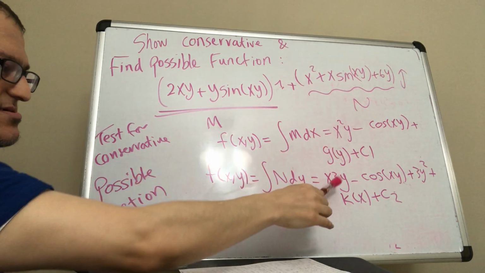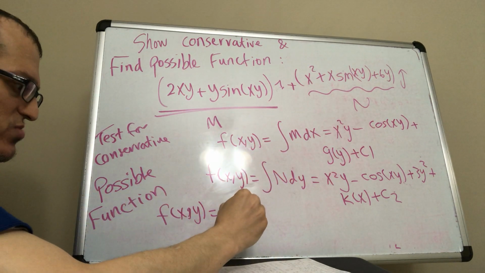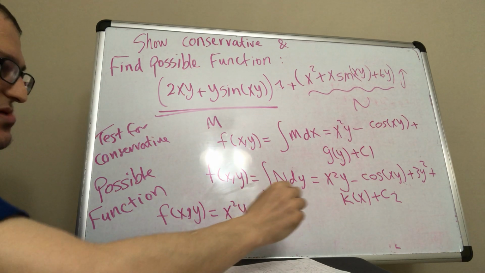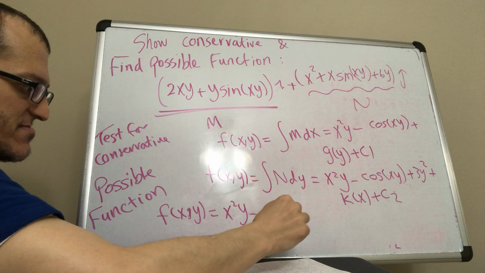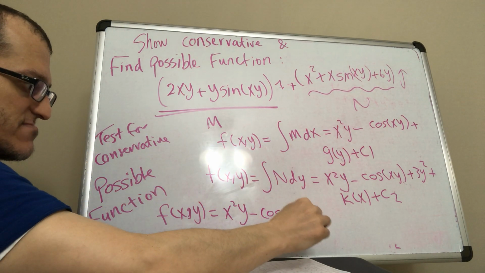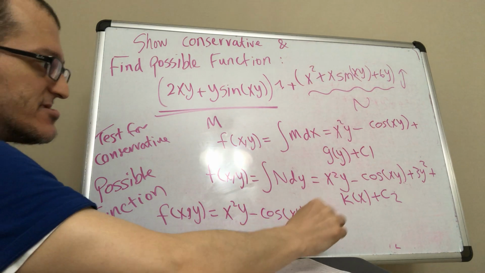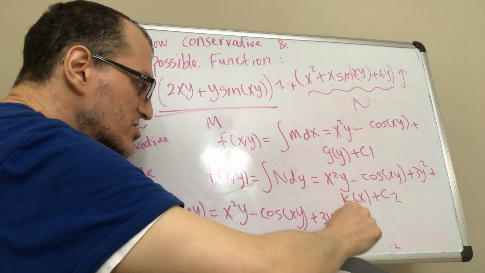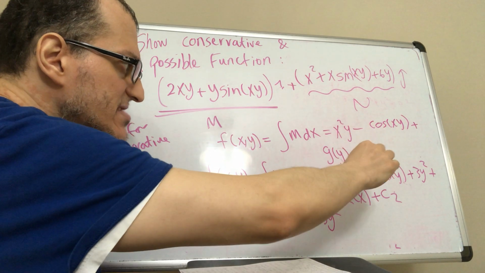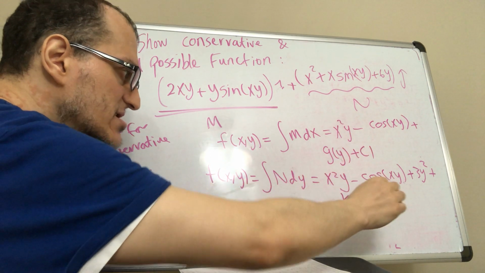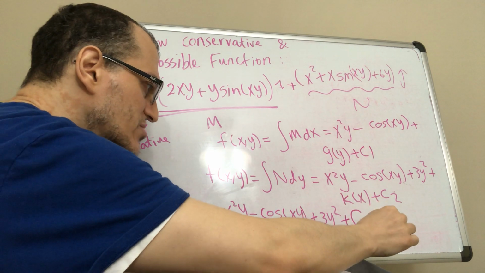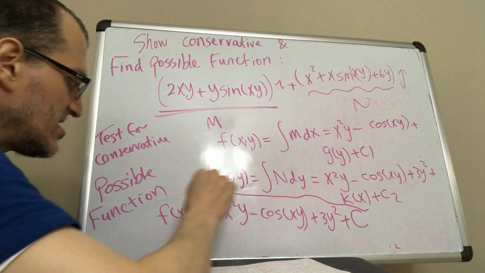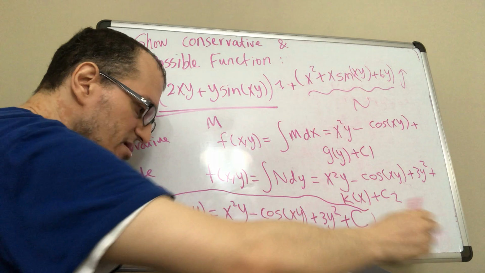Anything repeated, you include once. So x squared y, we're going to include once. The cosine, we're going to include once. But there is 3y squared new, so we add 3y squared. And then everything like the g, the constants, we combine them all into a big constant. This here is your function.